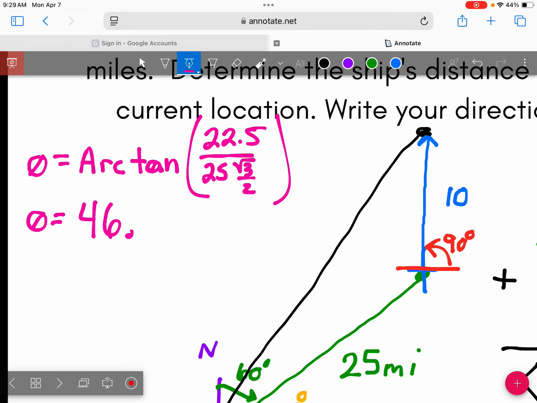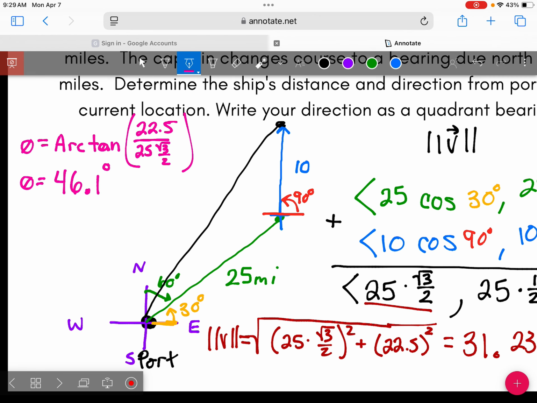46 point, like 102, blah, blah. So 46.1 degrees. So that gives us that this angle here is 46.1 degrees.